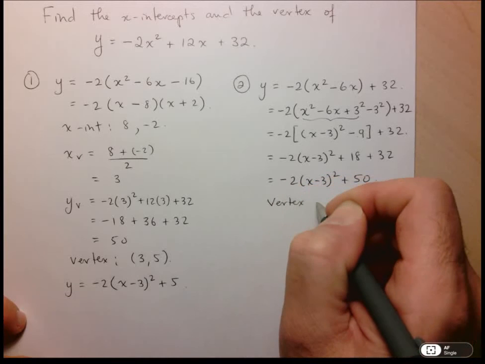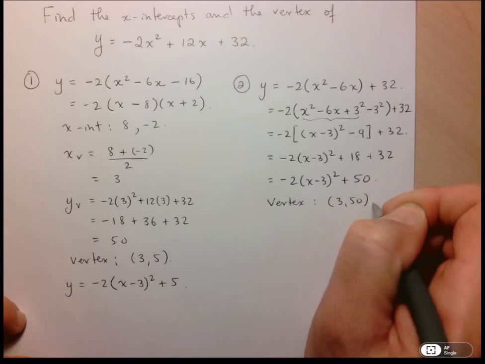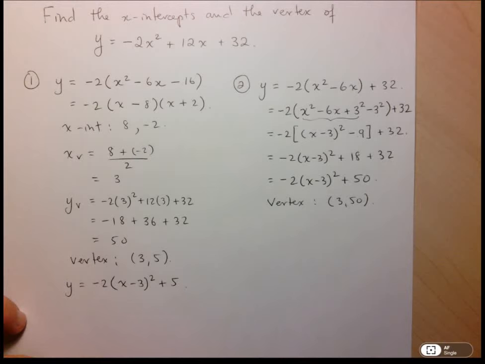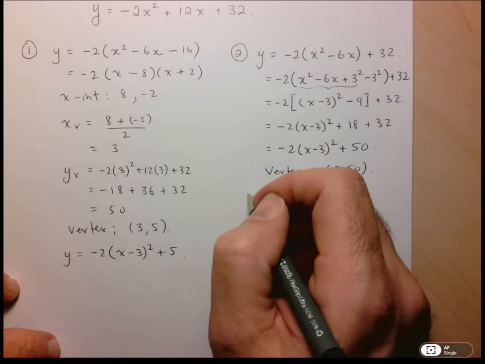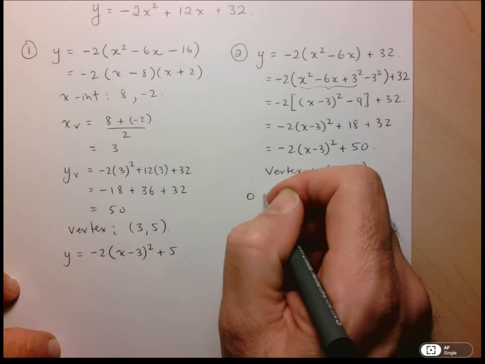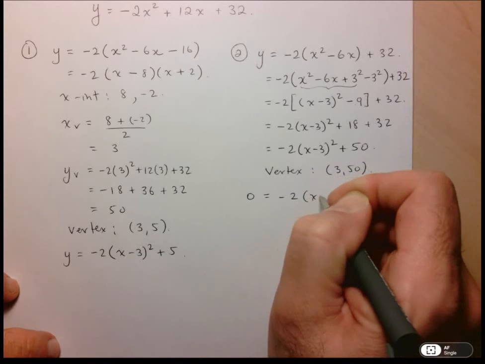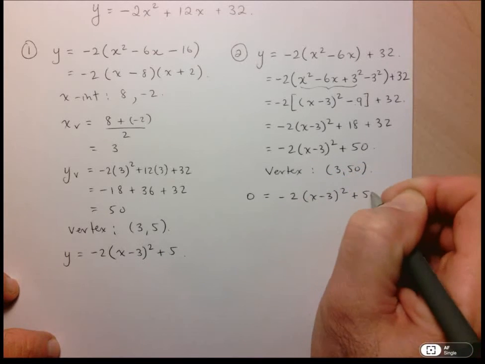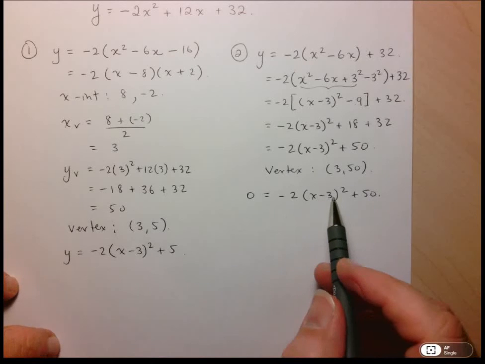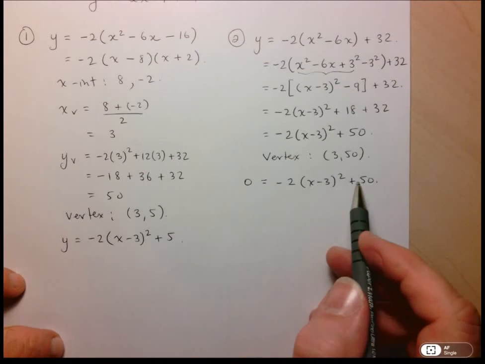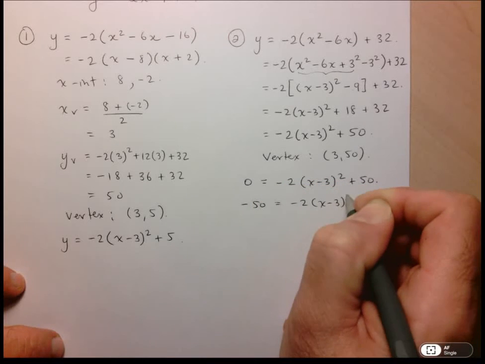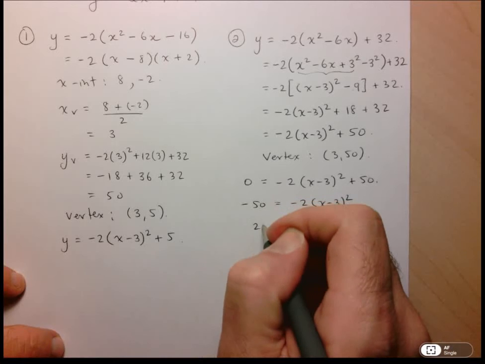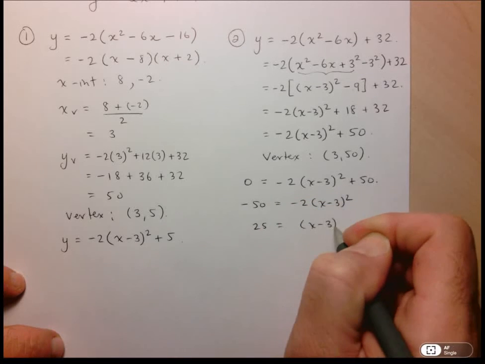So our vertex, of course, is still (3, 50). Now if we want to find the x-intercepts, what we can do is solve this equation, since the x-intercepts are gotten by finding when y is equal to 0. So I'll set y to 0. I have negative 2 times x minus 3 squared plus 50. When I have it in this form, I can actually solve this equation using opposite operations. So I'll bring the 50 to the other side: negative 50 equals negative 2 times x minus 3 squared. Divide by negative 2, so we have 25 equals x minus 3 squared.